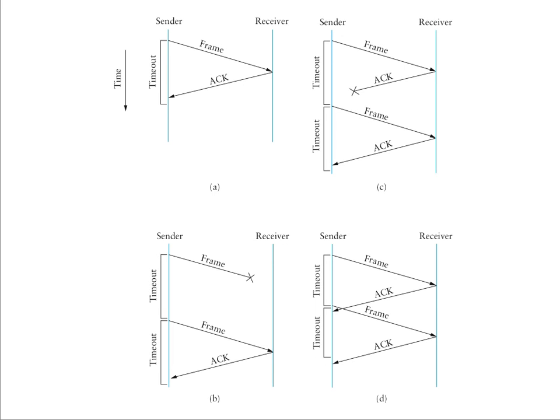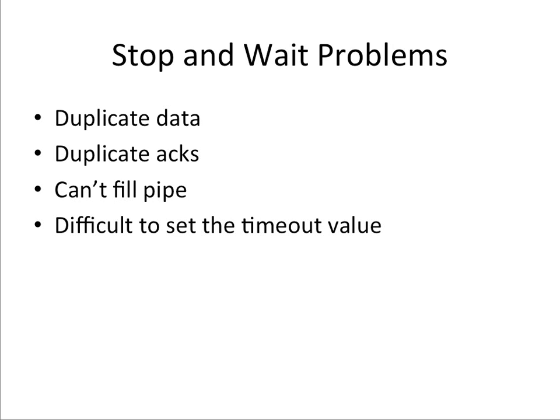All right. So these protocols are called stop and wait protocols, and the reason why we call them that is sort of obvious. We transmit, we stop, and then we wait for an acknowledgement. And here are some problems. We discussed some of this in the earlier diagrams. The data can be duplicated. The acks might be duplicated.